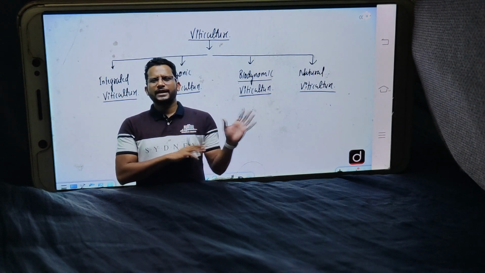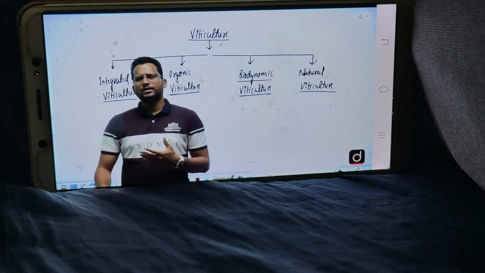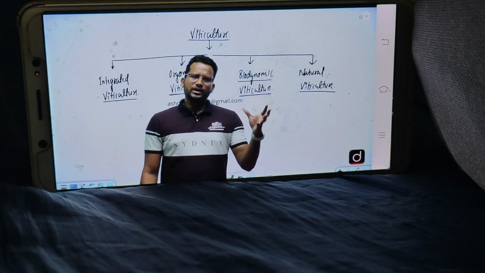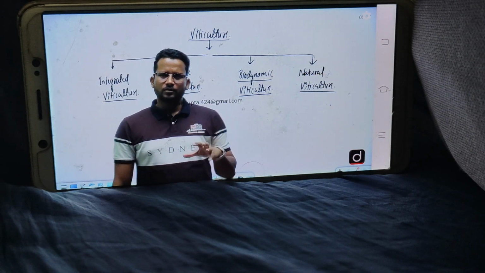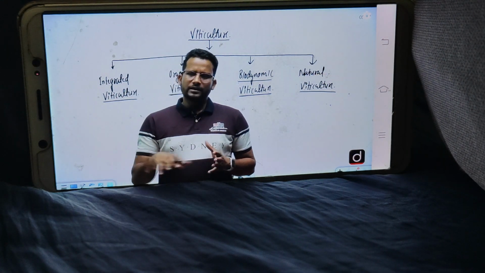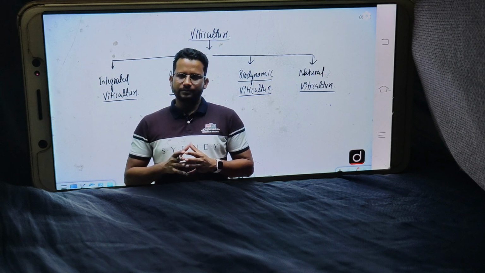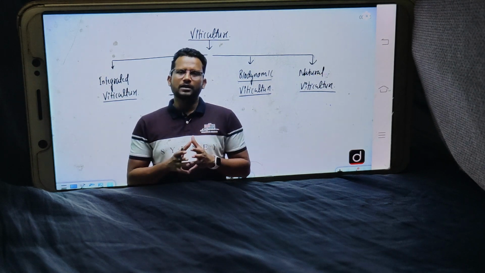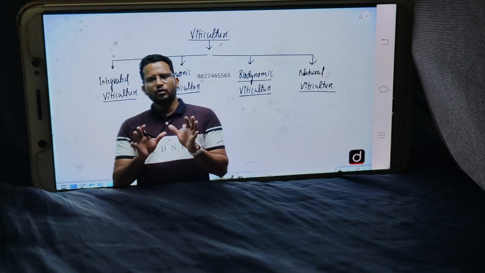In organic farming, you are simply eliminating chemicals. In organic farming, you are not bothered about these birds coming, so we need to take care of these birds, or these organisms roaming around, so we need to take care of these organisms, or these human beings working in this farm. We're not bothered about all these things. But in biodynamic, we focus on all these things.